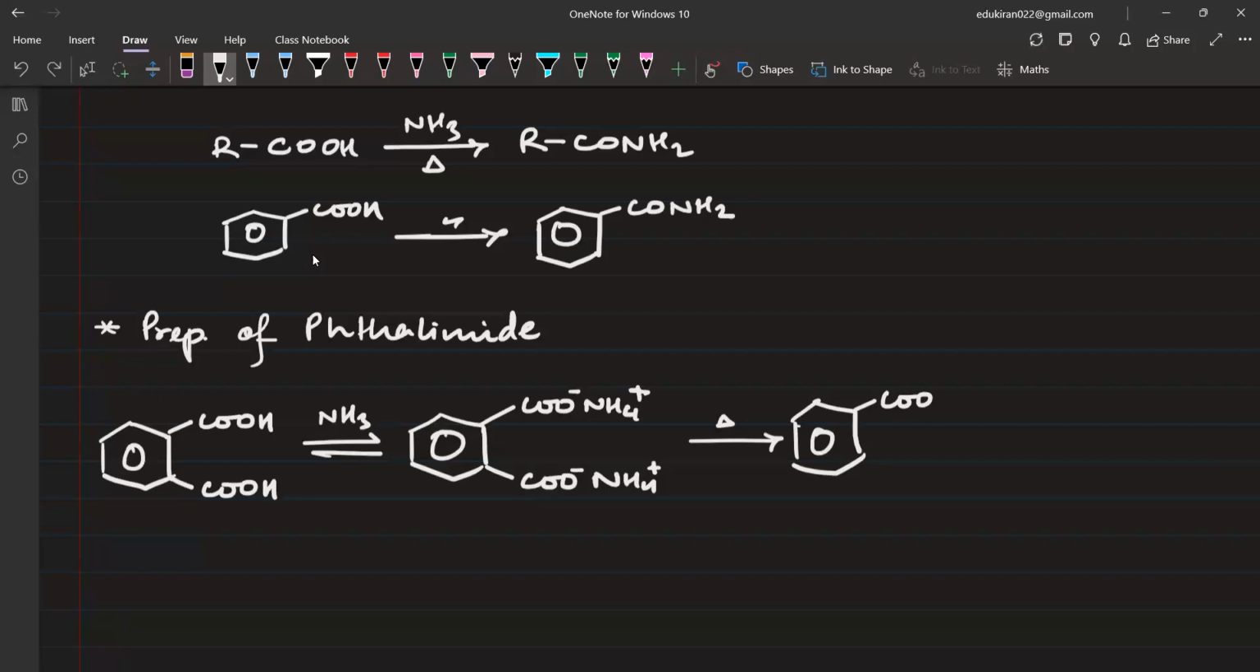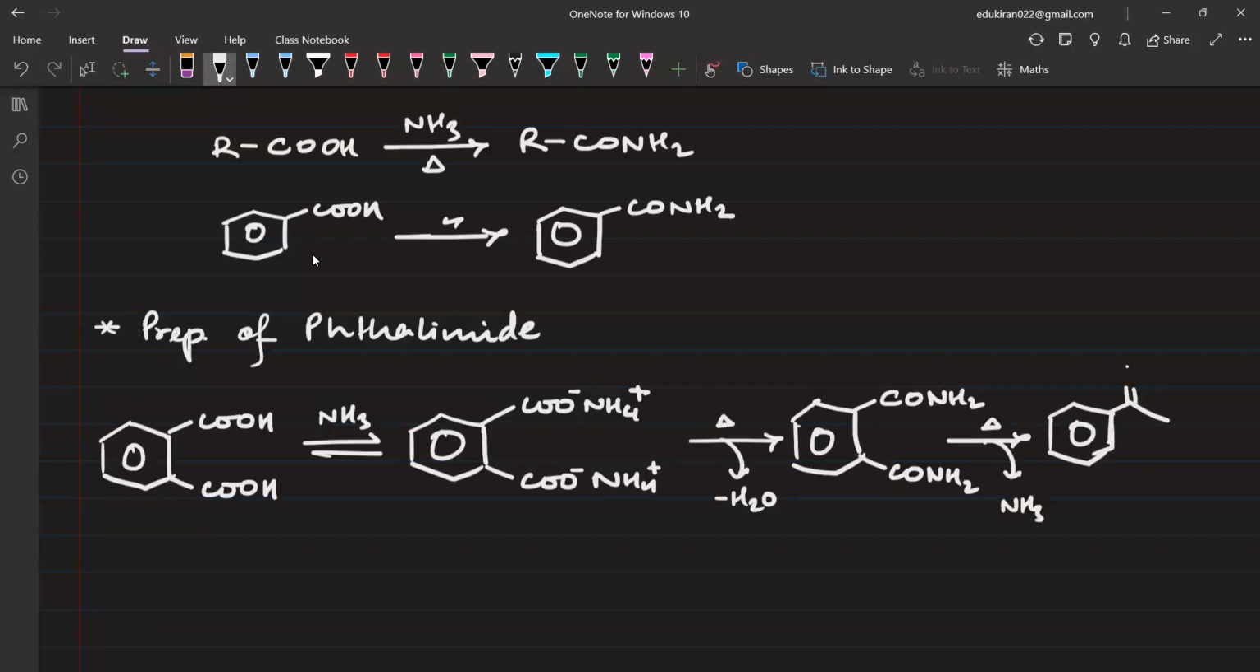CONH2. Here also you will get CONH2. Next, if you heat it once again, water is removed from here. When you heat from here, you will be removing NH3. One nitrogen and three hydrogens will be removed. So the benzene ring will remain as it is, and you will have C double bond O as it is.